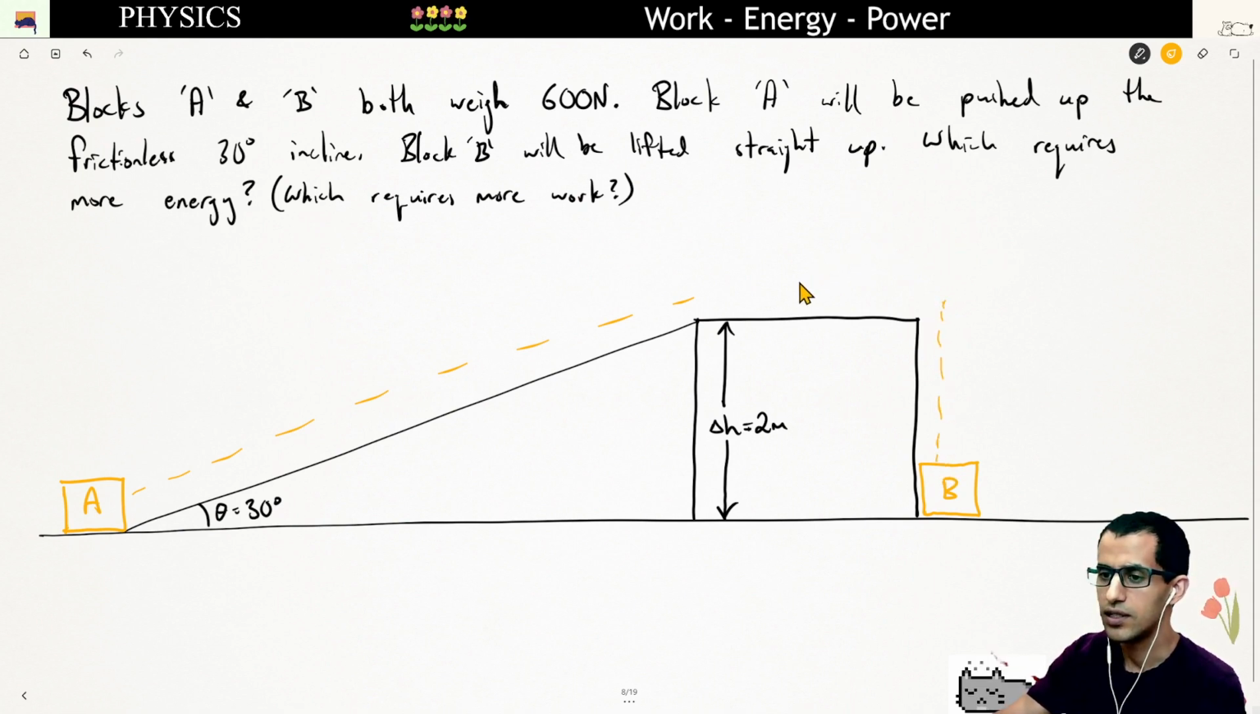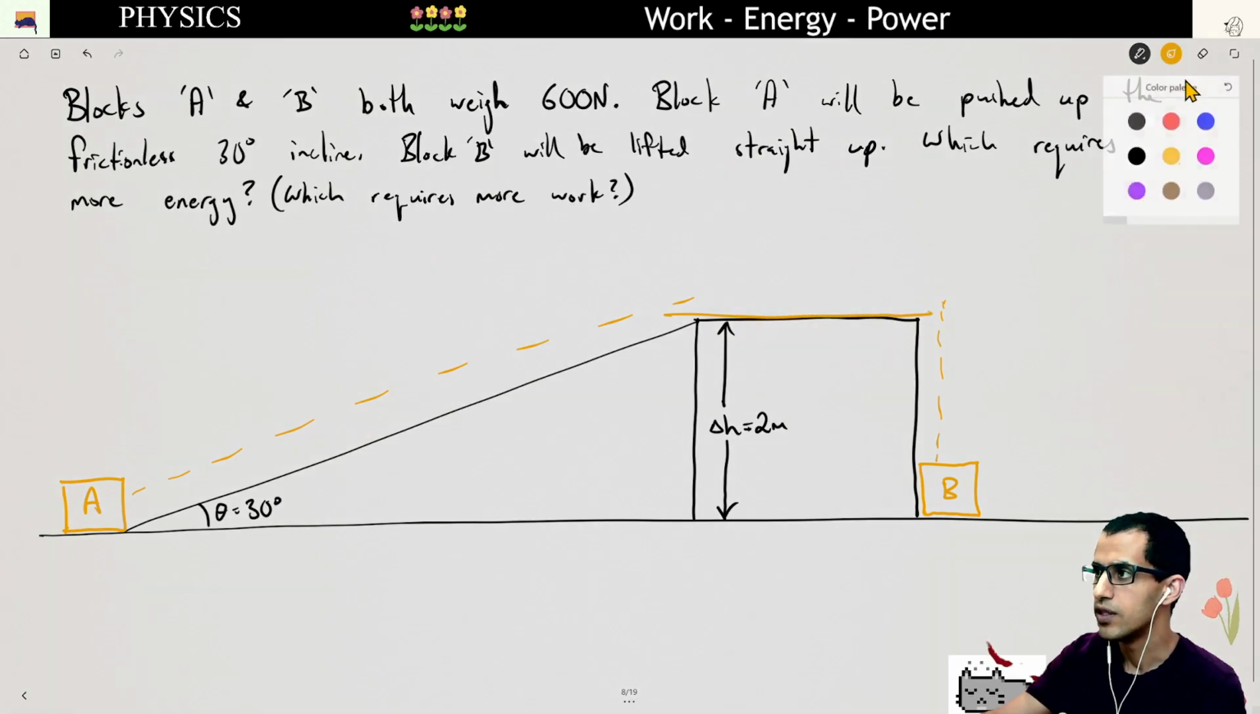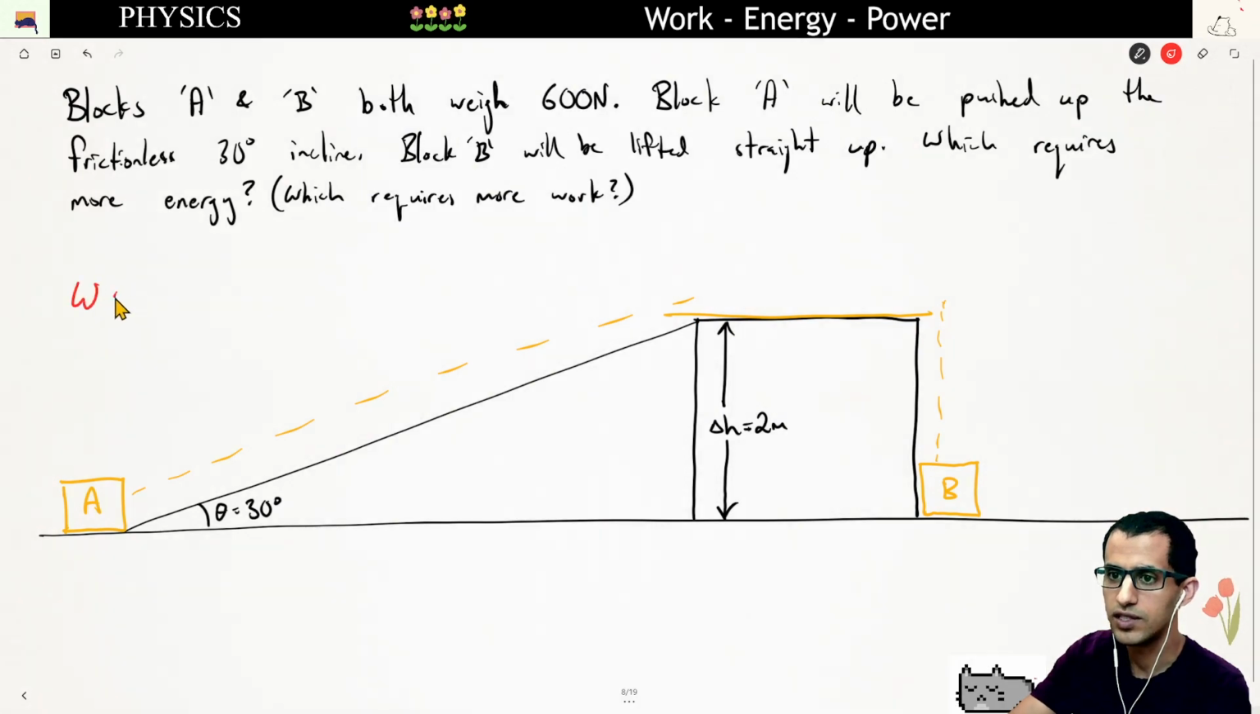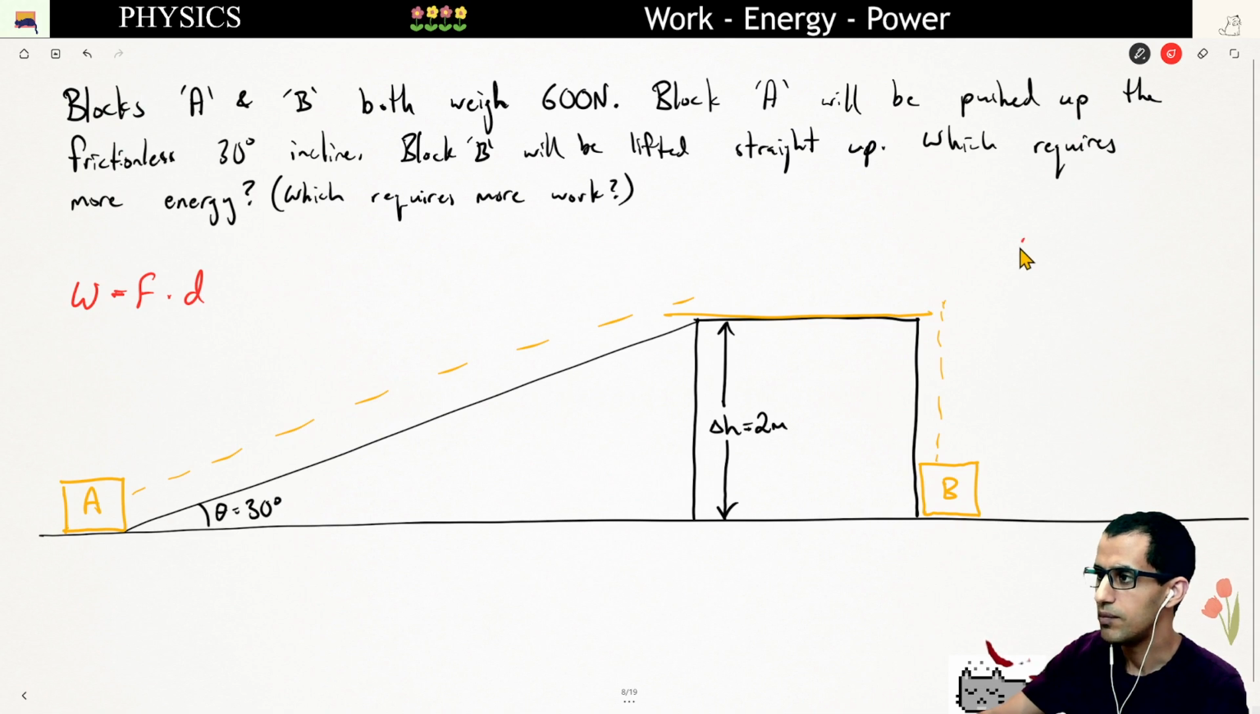In which case does lifting the block up to this platform require more energy? So we can use the equation work equals force times displacement for both of them. In this case, for block B, work is going to be equal to the force times displacement. The force required to lift block B here is going to be equal to its weight. So the applied force here is going to be equal to the weight of block B.